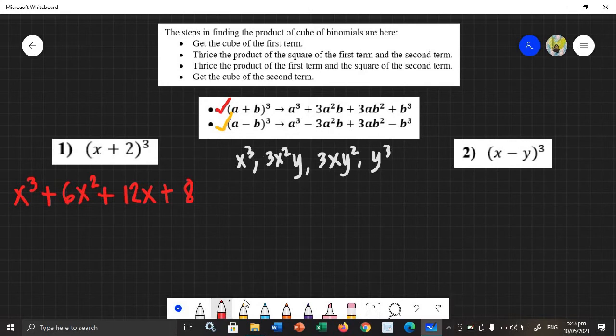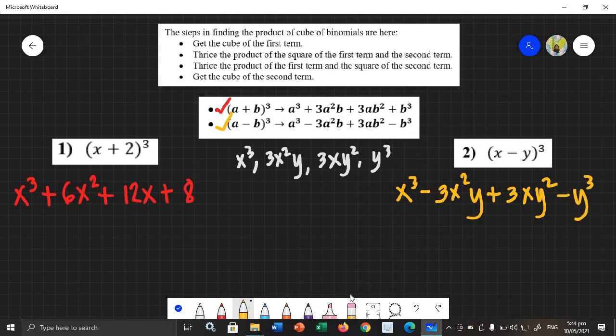So, using the second pattern, the first term should be positive. So, x cubed is positive. And then, the second term is negative, so let's put minus 3x raised to the second power y. And then, the third term is positive, so let's put plus 3x y to the second power. And then, the last term is negative, so let's put minus y cubed. So, that is now the product for example number 2.